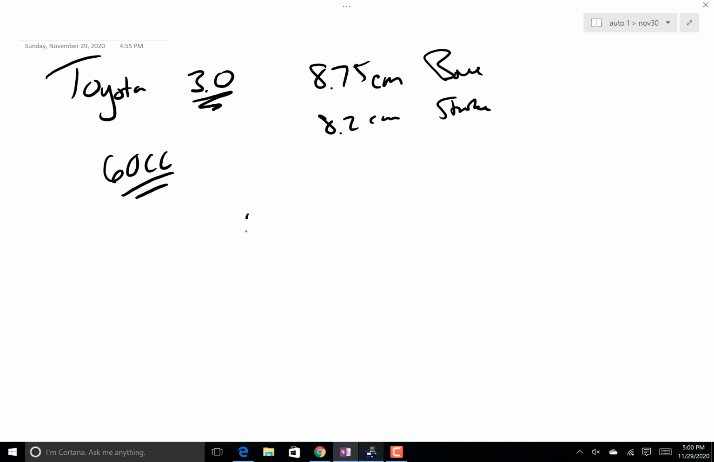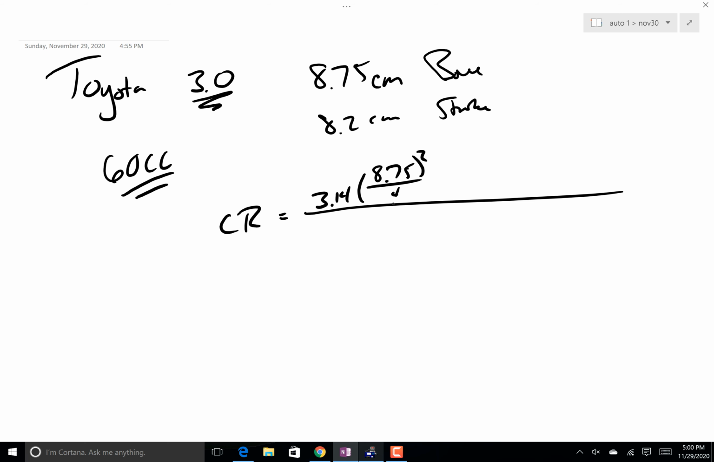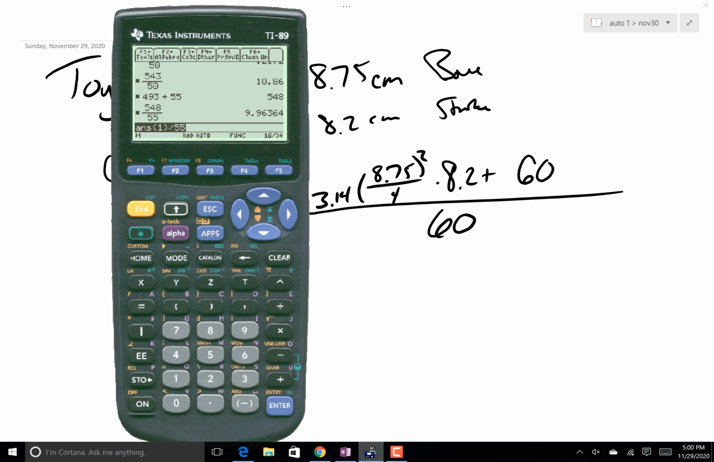So the compression ratio would be equal to, again, pi times the bore, not boring, but just the bore squared, and then divide that answer by 4 when you're done, times the stroke. And then we had a 60 cc combustion chamber. Nice, that's hot. It's like, Mr. Graham, I feel like it's not very hard to do this problem. It's not.